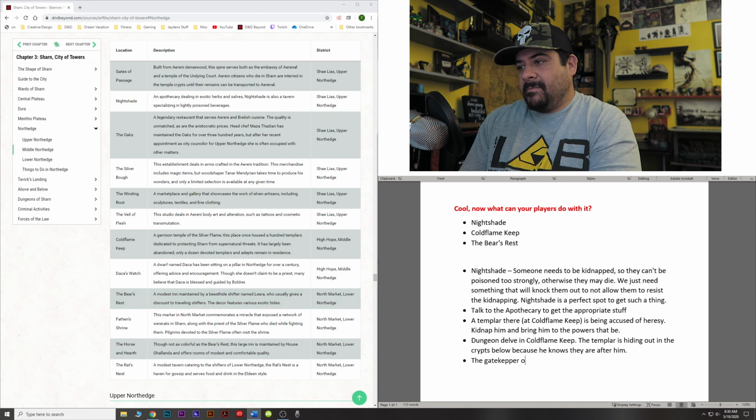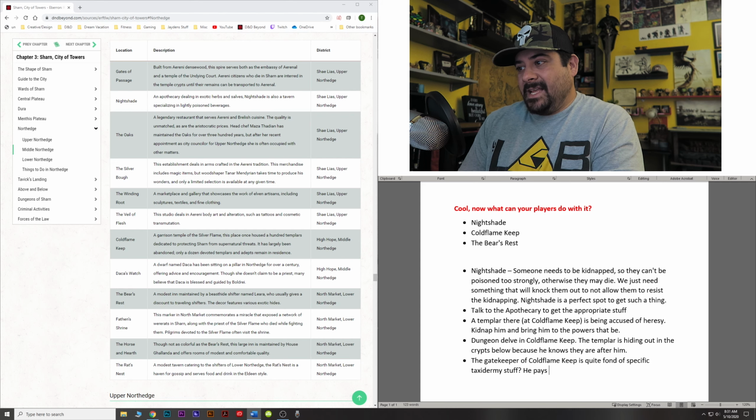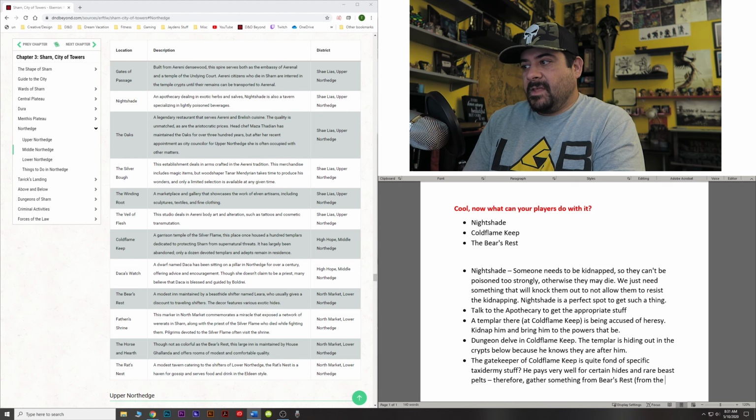The gatekeeper of Cold Flame Keep is quite fond of specific taxidermy stuff. Is that what I'm looking for? I don't know. He pays very well for certain hides and rare beast pelts. Therefore, gather something from Bear's Rest from Liara. And it may give you unhindered, is that the word? Passage into Cold Flame Keep.